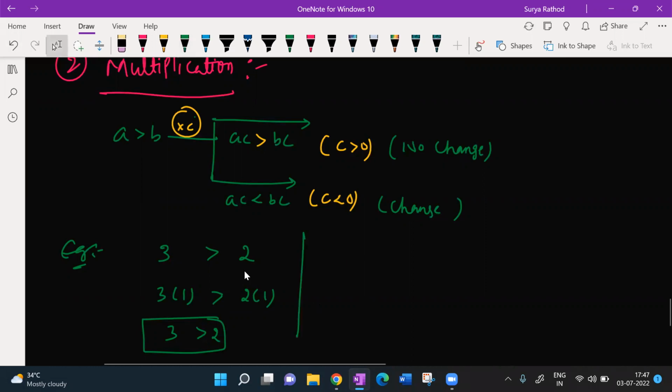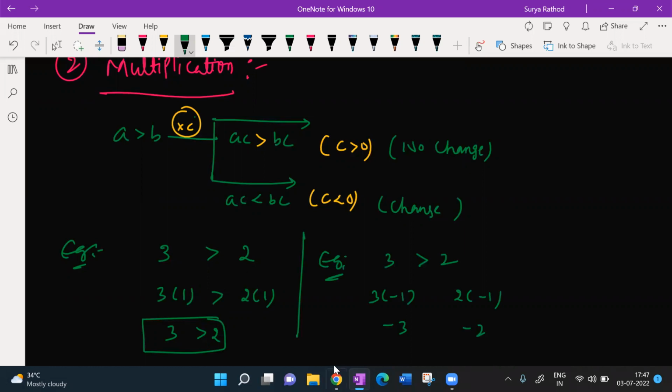Now let me show another example. 3 is greater than 2, which I have given. Let us multiply with a number which is less than 0. Let us multiply with minus 1 on both sides. What happens now? Minus 3, minus 2. Which is greater now? Minus 2. Does the inequality change or not?